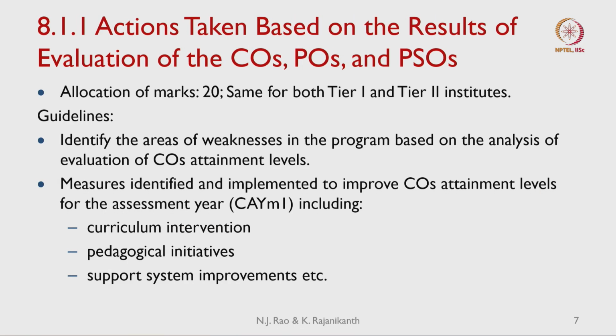Identify the areas of weakness in the program based on the analysis of evaluation of CO attainment levels. Notice that the attainment of a CO is against the set target for the attainment levels. This has been discussed in the earlier units. We set a target for the CO, then provide the instruction, do the assessment, and then we determine what is the actual CO attainment level.